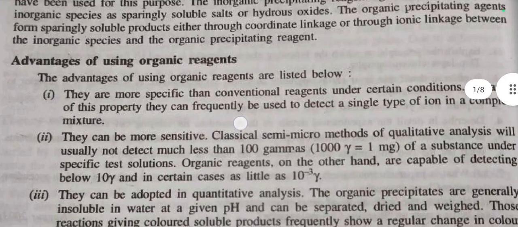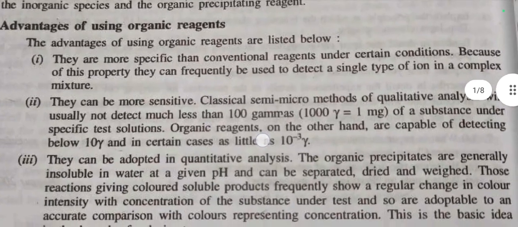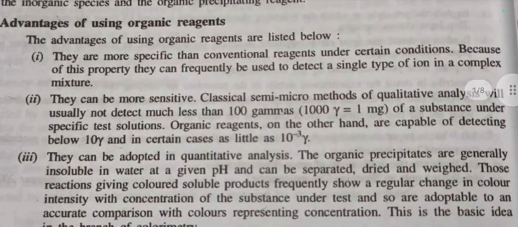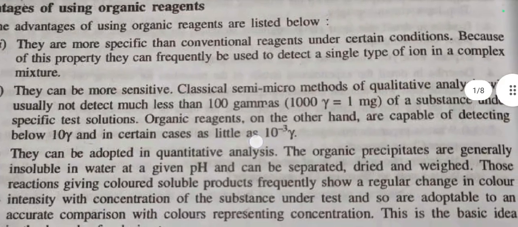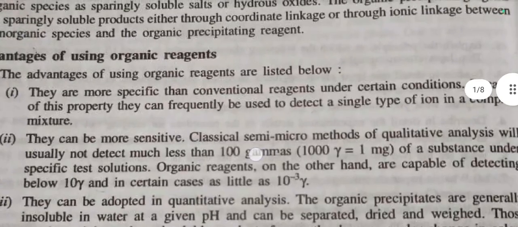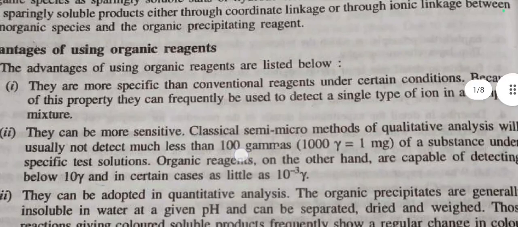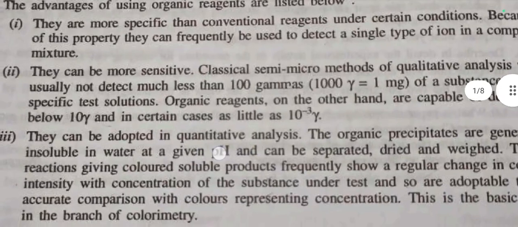Advantages of using organic reagents. The advantages of using organic reagents are listed below. First, they are more specific than conventional reagents under certain conditions. Because of this property, they can frequently be used to detect a single type of ion in a complex mixture. Second, they can be more sensitive.